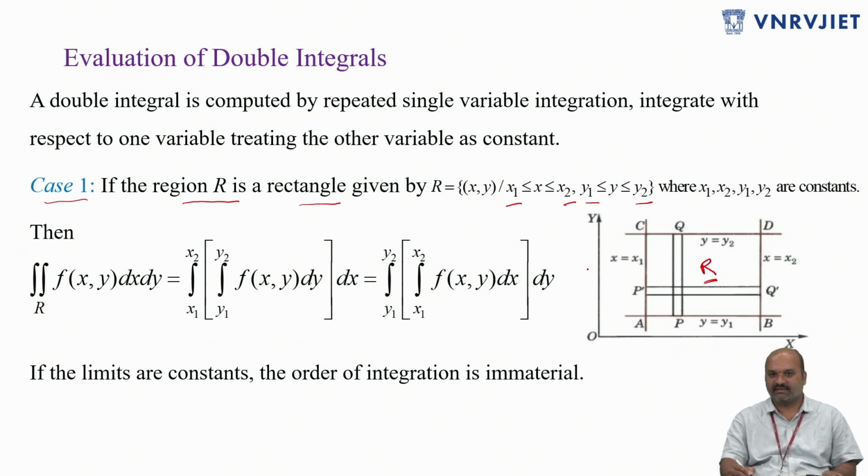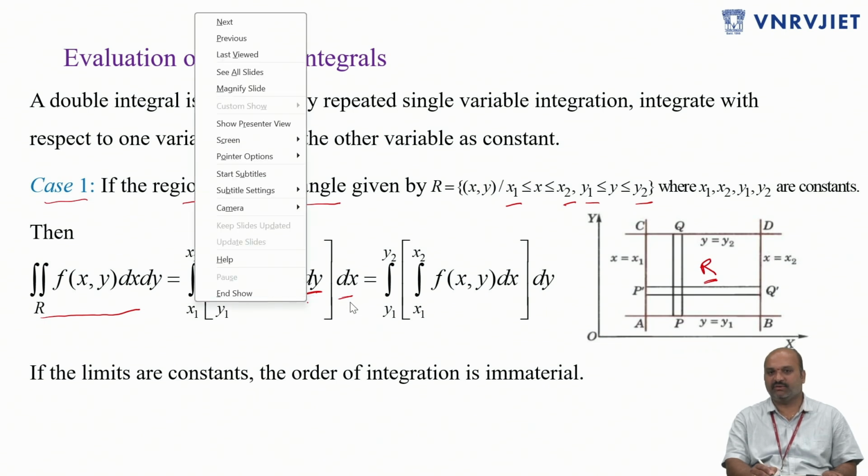This is case 1. So in this case, to evaluate the integral over the region R, double integral over R f of x comma y dx dy, we write the integral as x1 to x2, y1 to y2 f of x comma y dy into dx. See here, this is the innermost integral. This is the outer integral. Inner integral is with respect to y. Outer integral is with respect to x. That means first we have to integrate with respect to y, then with respect to x.